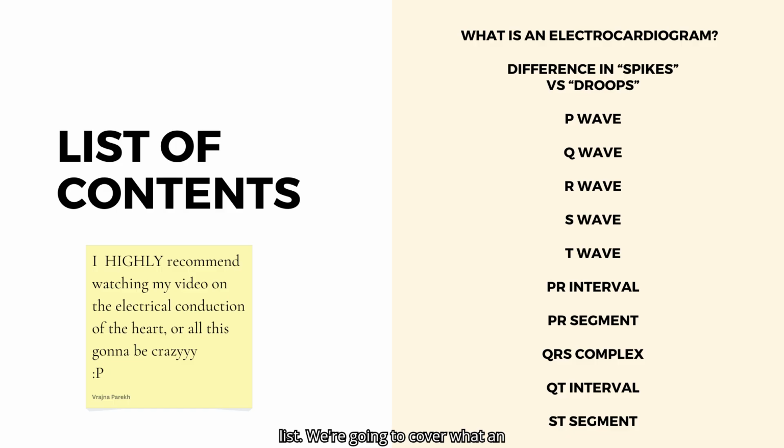We're going to cover what an electrocardiogram is, the difference between spikes and droops. So spikes are just like the things that go up, the lines that go up, and droops are the lines that go down. The P wave, Q wave, R wave, S wave, T wave, the PR interval, the PR segment, the QRS complex, the QT interval, and the ST segment.